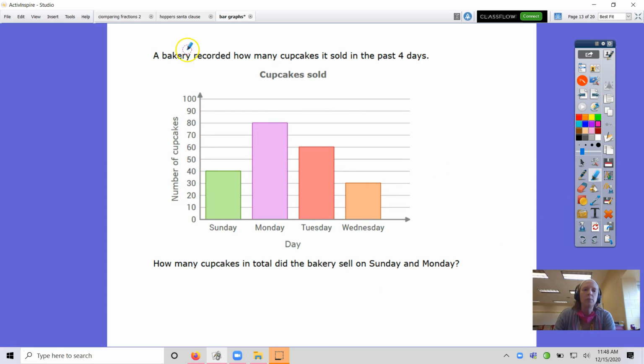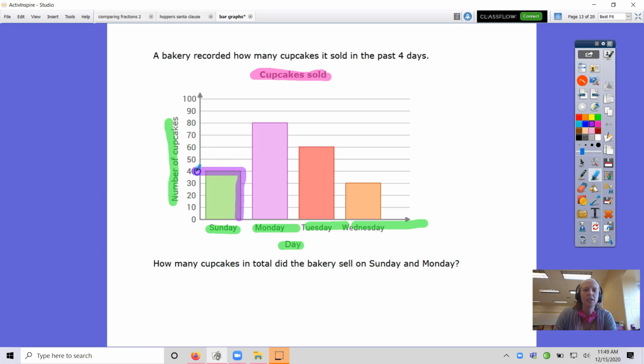Okay, a bakery report recorded how many cupcakes it sold in the past 4 days. The title of my graph is Cupcakes Sold. My label is the days, Sunday, Monday, Tuesday, Wednesday. And then I have my numbers, which are skip counting by 10: 10, 20, 30, 40, 50, 60, 70, 80, 90, 100. My question is asking how many cupcakes in total did the bakery sell on Sunday and Monday?